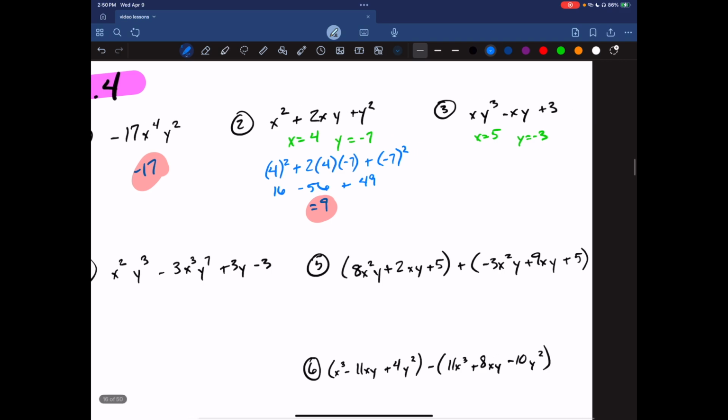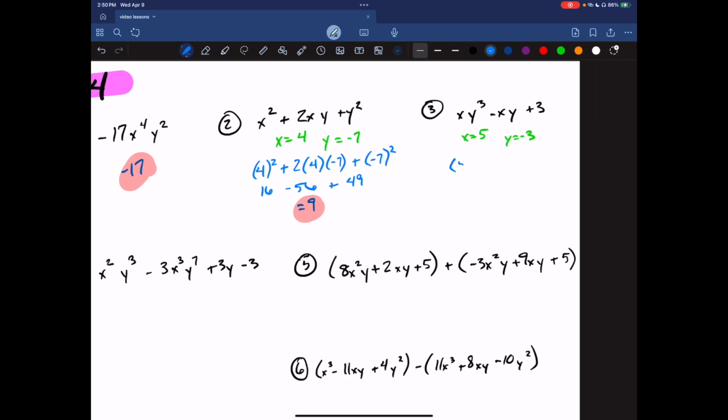Okay, similar on 3. I'm going to take 5, plug it in, y, it's going to be negative 3 cubed minus 5, negative 3 plus 3. Okay, negative 3 cubed is going to be negative 27, so that's 5 times negative 27. Negative 5 times negative 3 is going to be positive 15 plus 3. Okay, you add all that up, or you crunch those numbers, and you're going to get negative 117.